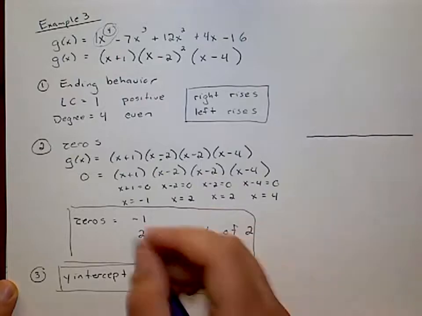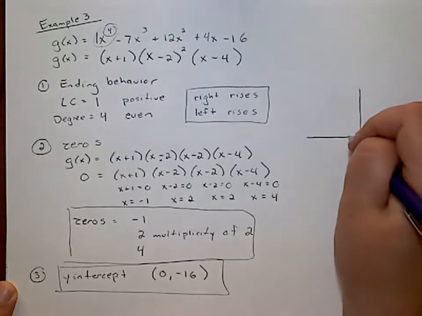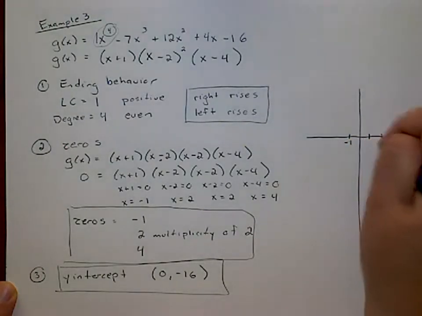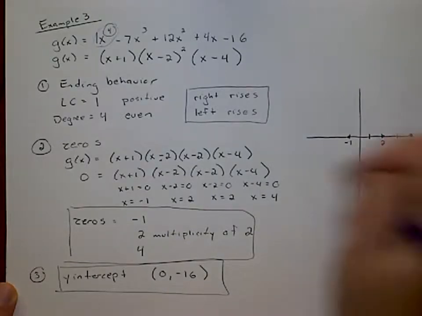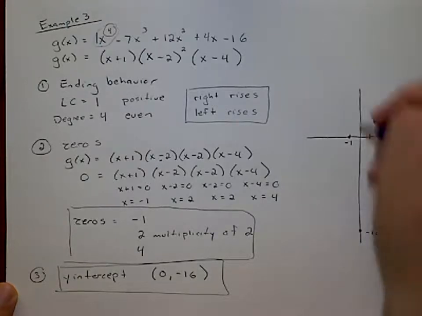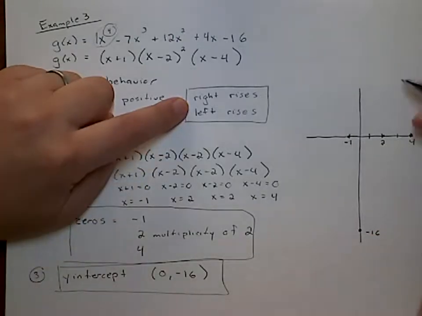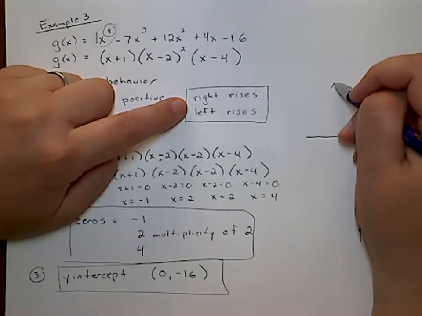So something's going to happen at -1, then again at 2, then at 4. Then also something's going to happen at 0, -16. All right, -16. I don't feel like making all those lines, so I'm just going to put it somewhere down there. Now our ending behavior, we have our right side rising and our left side rising.